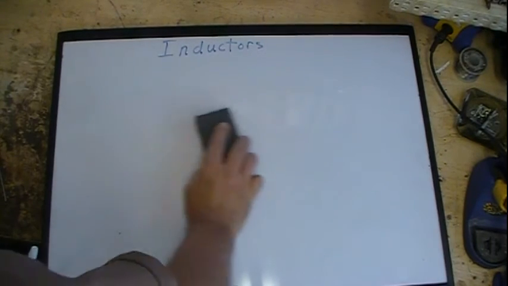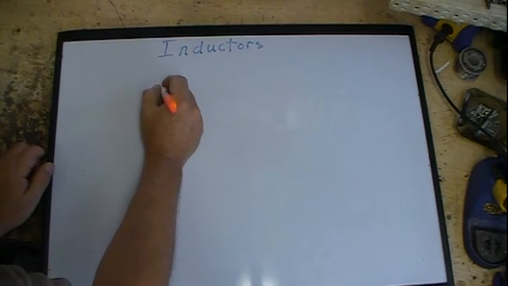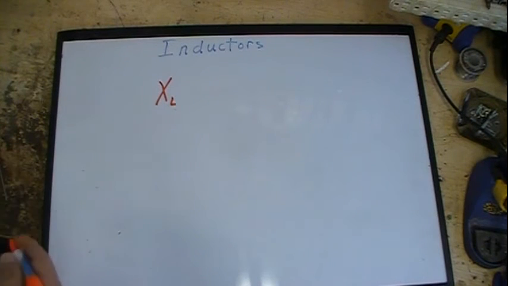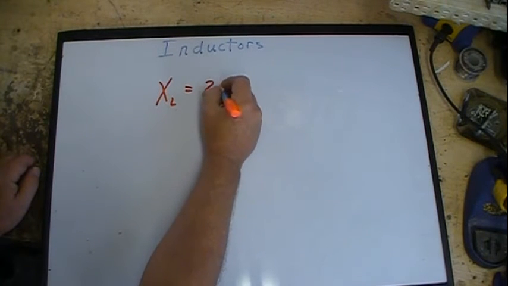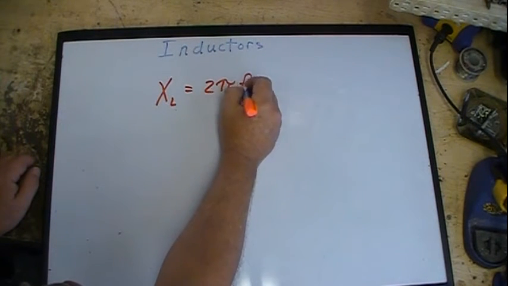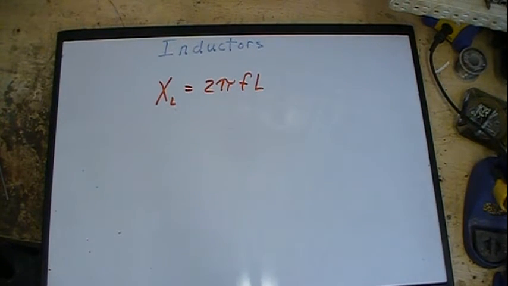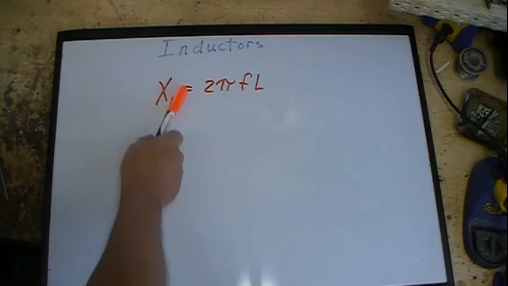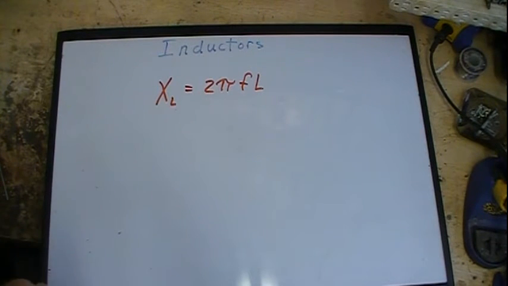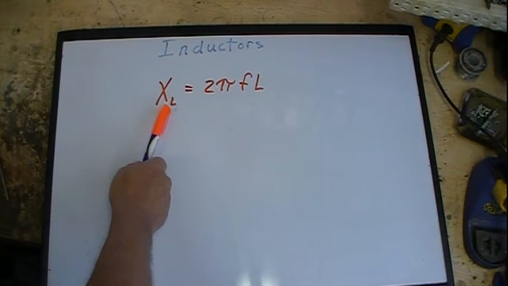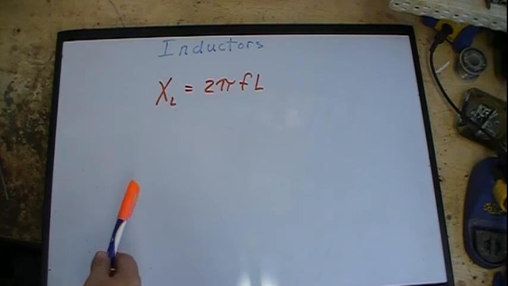That's where you get what is known as the inductive reactance. X sub L, which is inductive reactance, equals 2 pi times frequency times my inductance. This is in ohms, just like X sub C, which is capacitive reactance. Both are in ohms. It's basically resistance to the change that that inductor is seeing to the AC.